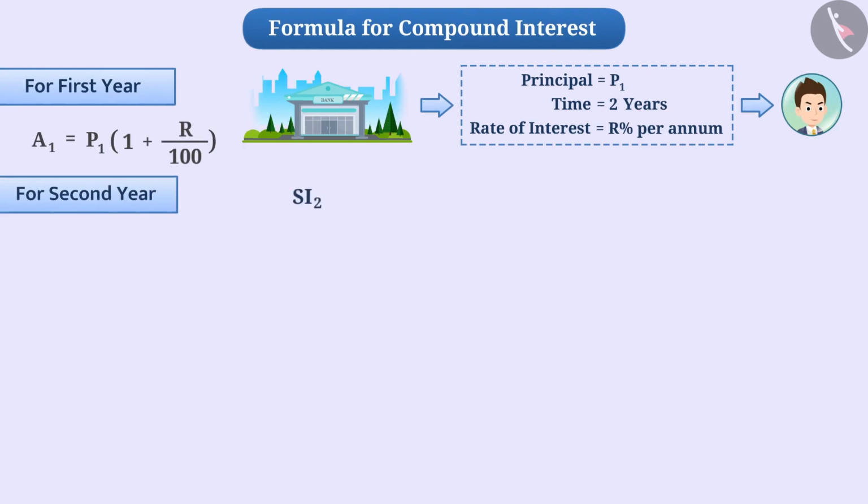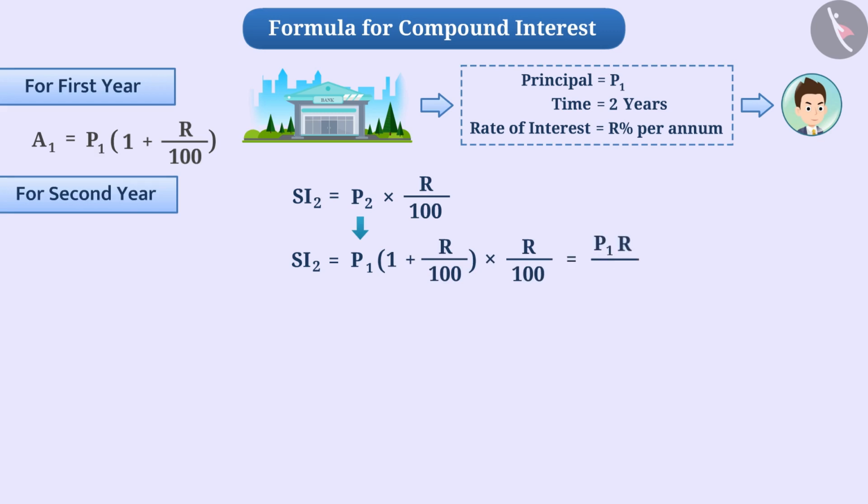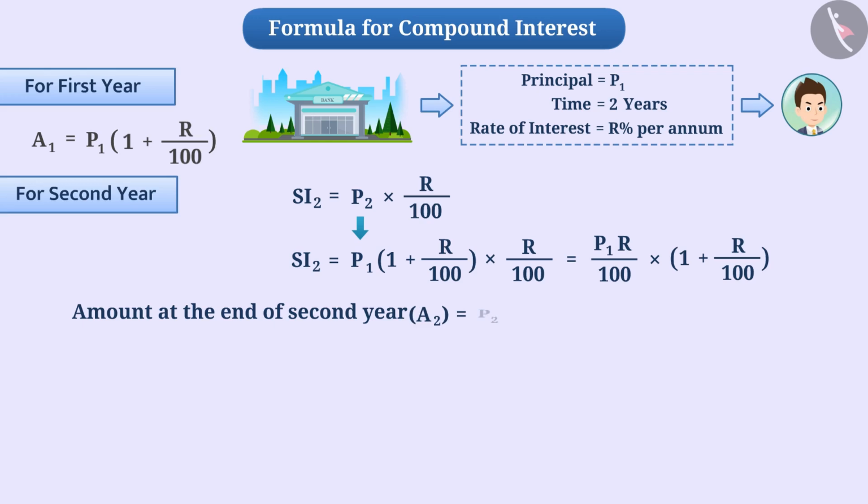For second year, SI2 is equal to P2 multiplied by R by 100. For P2, we can take P1 into bracket 1 plus R by 100. Therefore, SI2 is equal to P1 into bracket 1 plus R by 100 multiplied by R by 100. Along with this, we get SI2 is equal to P1 R by 100 multiplied by 1 plus R by 100. And the amount at the end of second year is A2 is equal to P2 plus SI2. We will write value of P2 and SI2 as this.